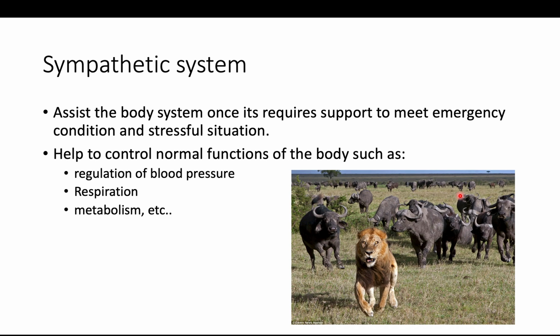But now when there are herds of buffalo, the lions will get nervous and run away. So what does this sympathetic system do? This sympathetic nervous system is actually going to control a number of functions in our body, for example, the regulation of our blood pressure, respiration, as well as the metabolism. So basically, the sympathetic system supports our emergency needs, or emergency or stressful situations.